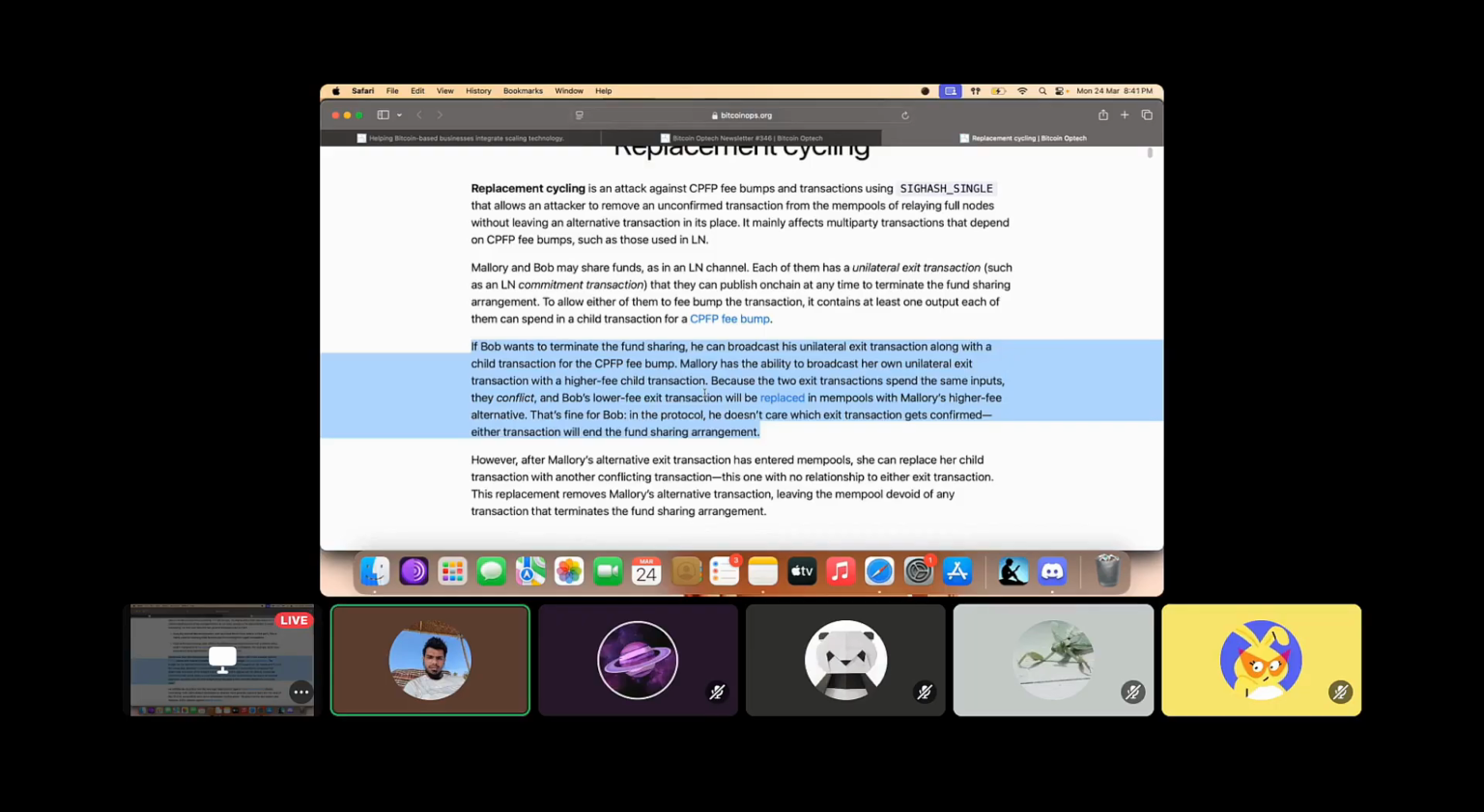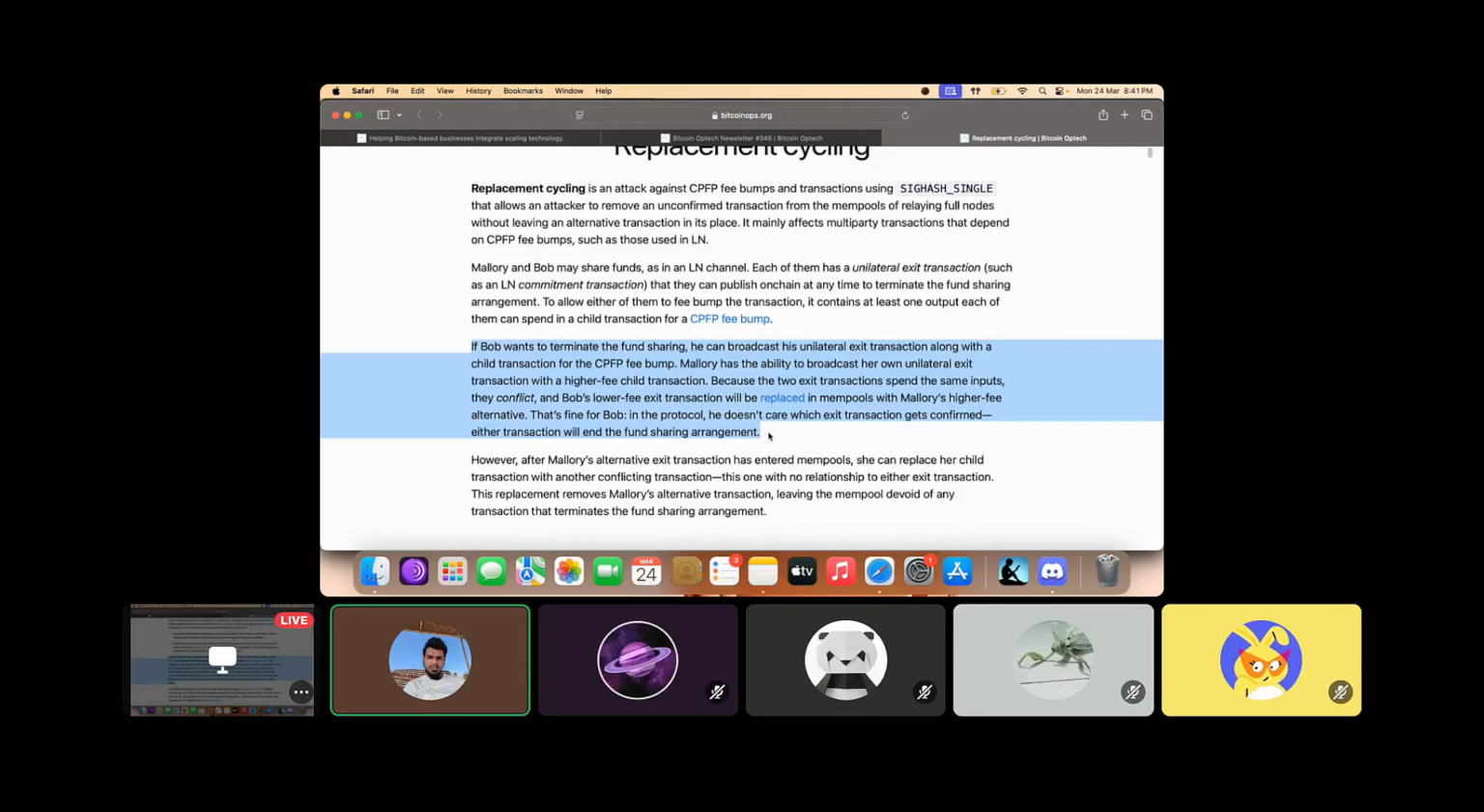They share common inputs. So in our example, Mallory is paying a higher fee. So what will happen? Bob's transaction will get kicked out of the mempool. Because the two exit transactions spend the same inputs, they conflict, and Bob's lower fee exit transaction will be replaced in mempools with Mallory's higher fee alternative. That's fine for Bob. In the protocol, he doesn't care which exit transaction gets confirmed. Either transaction will end the fund sharing arrangement, right? So it doesn't matter to Bob whether his version of the commitment transaction gets confirmed or Mallory's version.